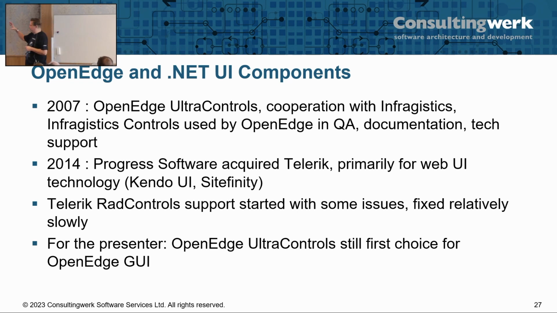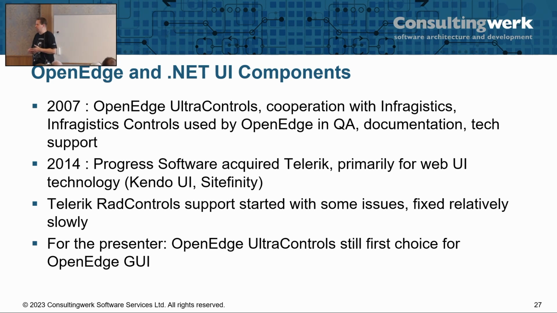Progress has two packages of UI controls that traditionally a lot of OpenEdge developers have been using when using .NET controls. In 2007, when they started with version 10.2a, started the support for .NET, Progress started a cooperation with one of the larger, if not the largest, vendor of .NET components, and that is a company called Infragistics. And the cooperation there for us is visible in that we can purchase the Infragistics controls through Progress Software.